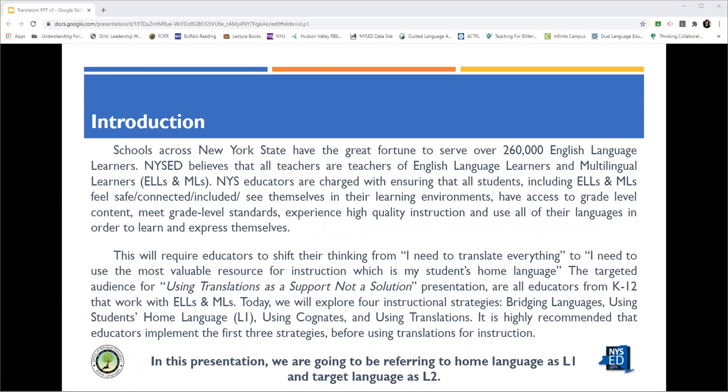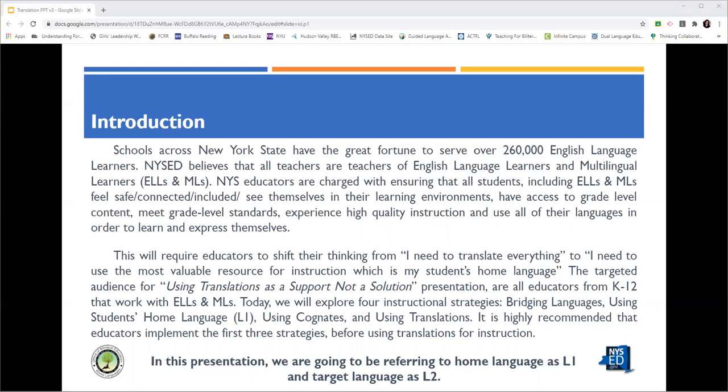To give you a little background, we can tell you that across New York State, we have the great fortune to serve over 260,000 English language learners. The New York State Education Department believes that all teachers are teachers of multilingual learners. New York State educators, just like yourself, are charged with ensuring that all students, including multilingual learners, feel safe, connected, they feel included, and that they see themselves represented in their learning environments.